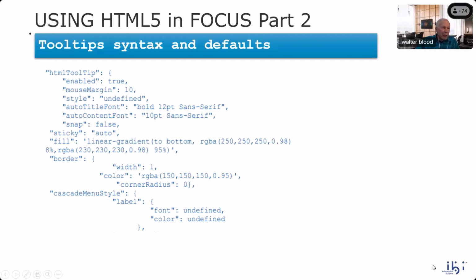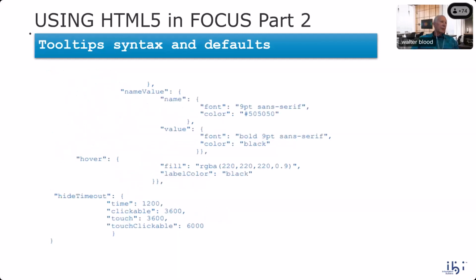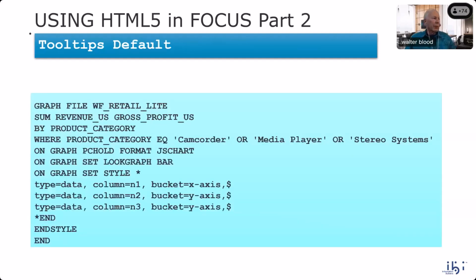The cascade menu style is really kind of interesting, and we'll take a look at an example of this, because this gives you the ability to build or include either a cascading menu or a submenu within the tooltip, which is a pretty powerful functionality. And we'll take a look at it. Obviously, you've got the ability to control the hover colors. And there's a timeout you can also control. So let's take a look at a simple request.